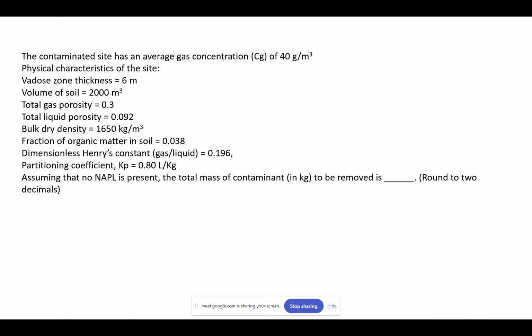Further, the contaminated site has an average gas concentration given, and some of the physical characteristics of the site are given, like the vadose zone thickness, volume of the soil, total gas porosity, total liquid porosity, bulk dry density of the soil, fraction of organic matter, dimensionless Henry's constant, and the partitioning coefficient. We have to assume that no NAPL is present. The mass of contaminants to be removed, in kg, rounded to 2 decimal places.